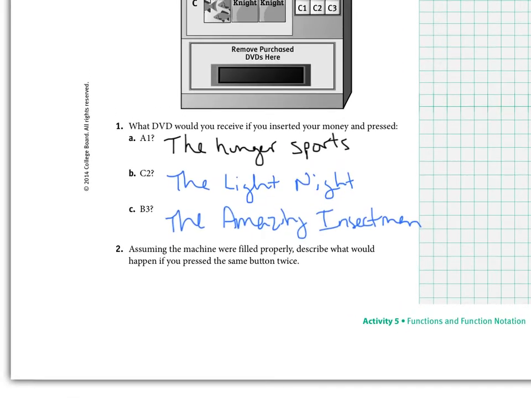Now, it says, assuming the machine were filled properly, describe what would happen if you press the same button twice. Think about the candy vending machine. If I pressed C2 twice, if I put my money in, push C2, then I put my money in again and push C2 again, what am I going to get? If you said that you're going to get the exact same thing, then you are correct. If you input the same thing, you should get the same output.